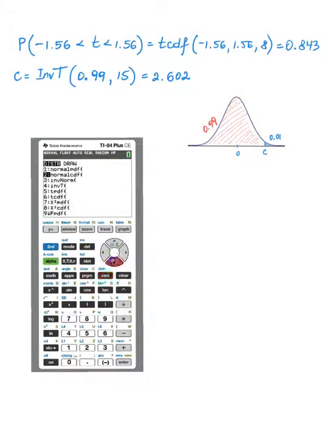2nd, VARS, option 4 for inverse t, area to the left 0.99, degrees of freedom 15. Press enter a few times after that, and let's see what we have. 2.602 as we expected. Now you have seen how to find both of these quantities, whether it's area under the t-curve or t value corresponding to a certain area, using the ALEKS calculator and using the TI-84 calculator.